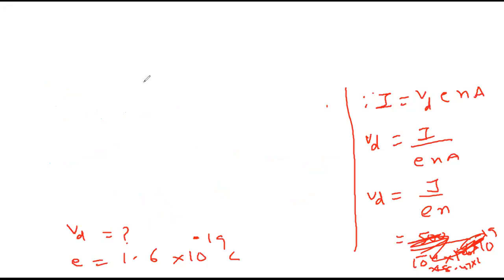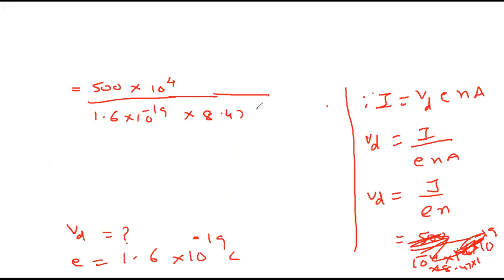Now I'm putting the values. Current density is 500 upon 10 raised to minus 4, taken up it becomes 10 raised to plus 4. e is 1.6 into 10 raised to minus 19. And n is 8.47 into 10 raised to 22 upon 10 raised to minus 6, taken up, 10 raised to minus 6 will go. This substitution clear?